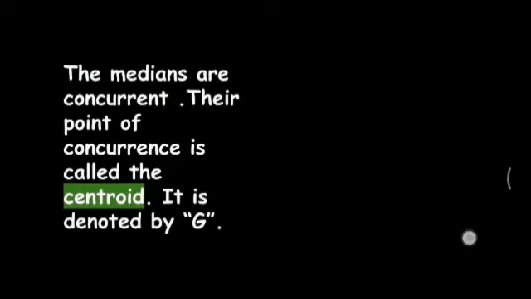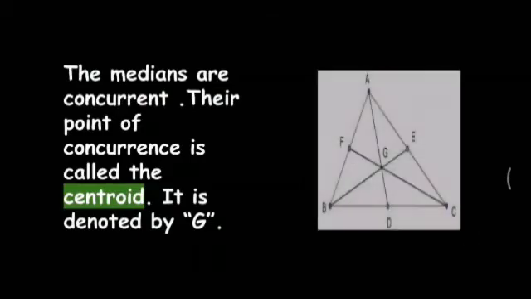So we will understand this with the help of a diagram. So here in this diagram triangle ABC is given. And now we will see which are the medians in this triangle. So the first median is from vertex A to the midpoint of the opposite side. So segment AD is the first median. The second median is from vertex B to the midpoint of the opposite side. So segment BE is the median.